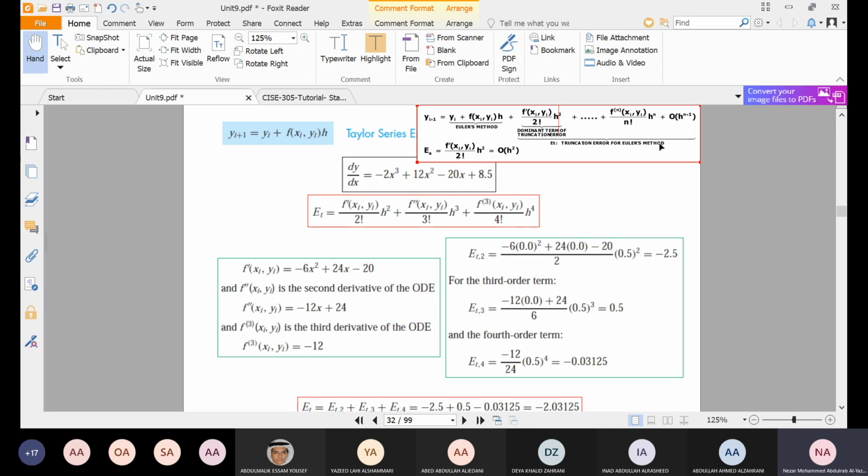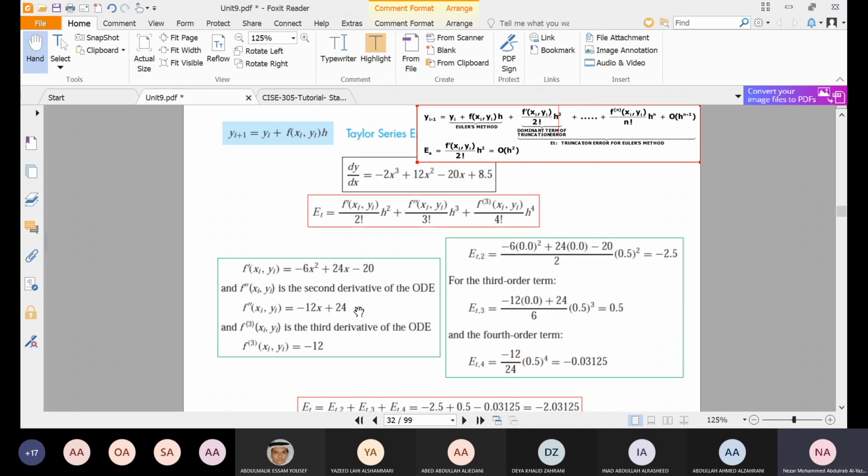If you want the complete local error, we take all the terms from here to the end. So this will be the total error. The total error equals the second derivative, the third derivative, plus the fourth derivative, up to the derivative of power n that we have. Why do we stop here? Because if we take the first derivative, or this is the second derivative of the function, this is the second derivative of the ODE.